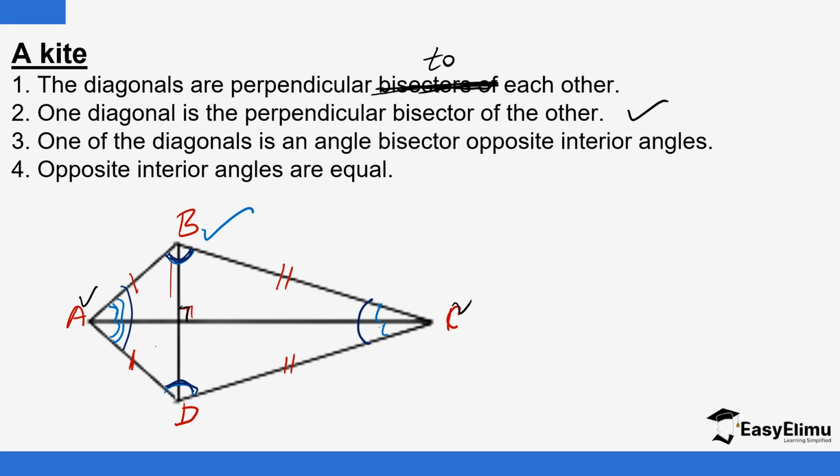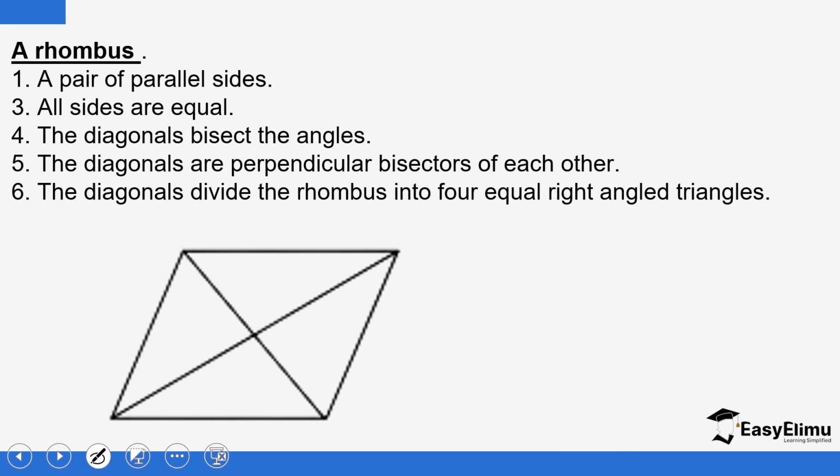So you don't just say this is a rectangle. No, you have to highlight certain characteristics it displays, for you to be able to conclude. So when I see these characteristics that we have highlighted here, the diagonals are perpendicular to each other, one diagonal is a perpendicular bisector of the other, one of the diagonals is an angle bisector of opposite interior angles, and opposite interior angles are equal inside, then I can confidently conclude that that is a kite. So it depends on the characteristics that you are able to identify.